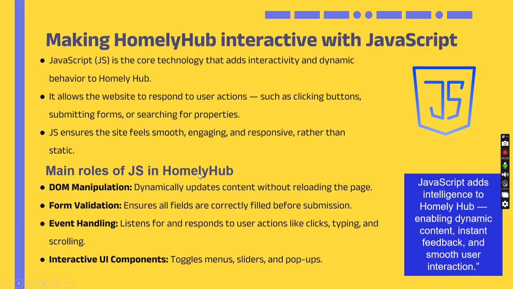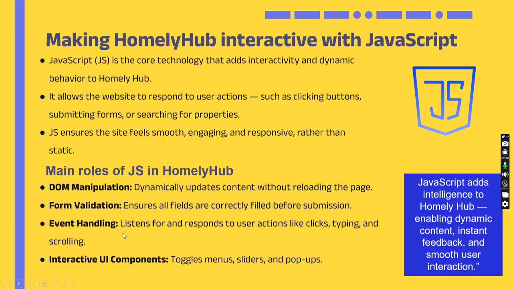The main role of JavaScript in Homely Hub was DOM manipulation, Document Object Model manipulation, which is responsible for dynamic handling of updates without reloading the whole page. Next, form validation. This ensures all fields are correctly filled before submission. This is also handled by JavaScript.